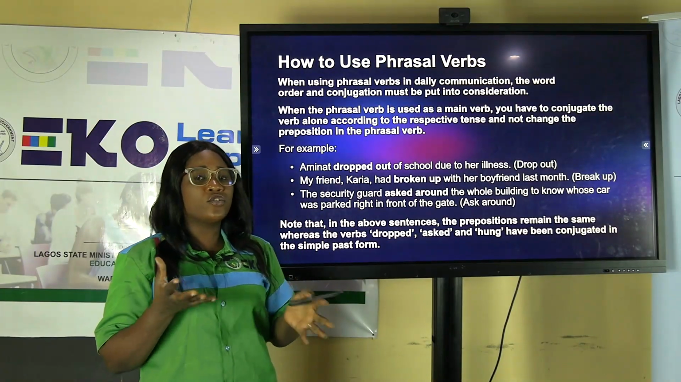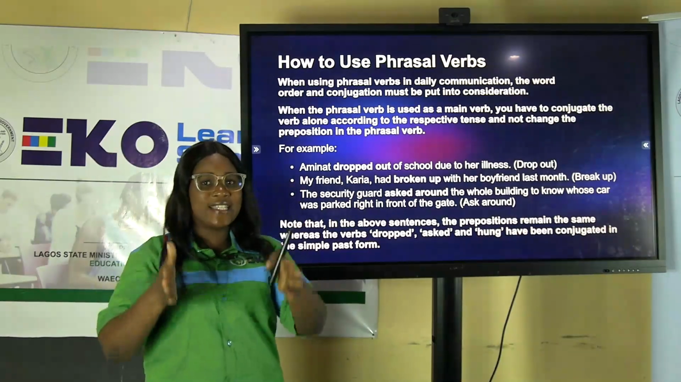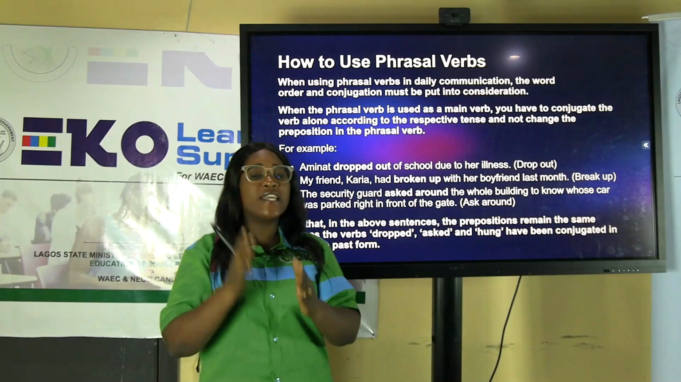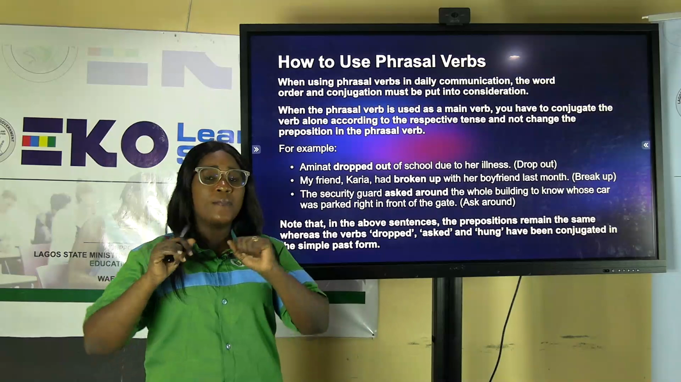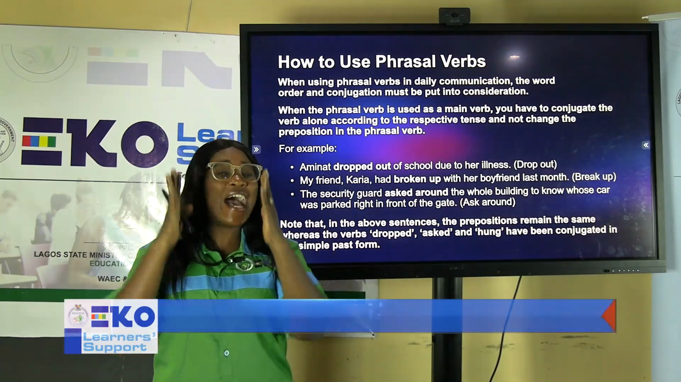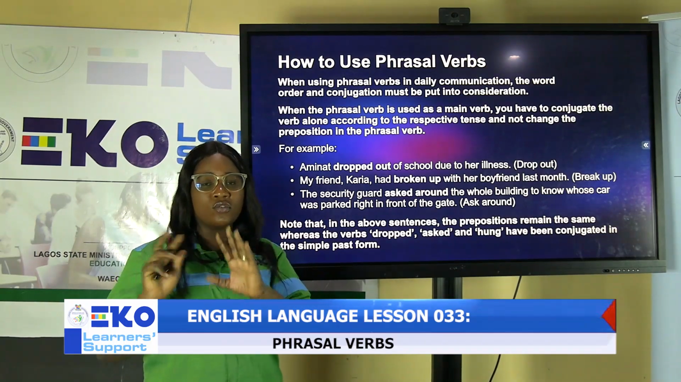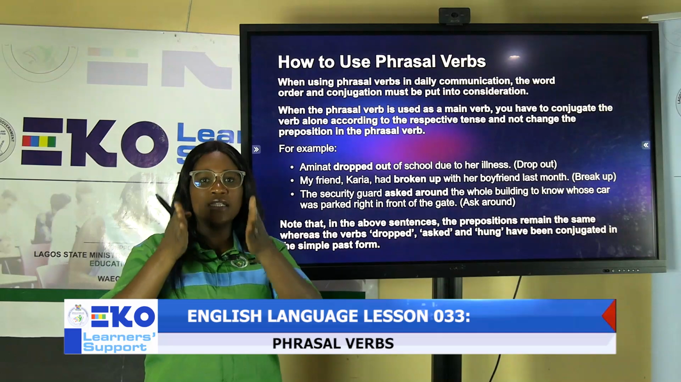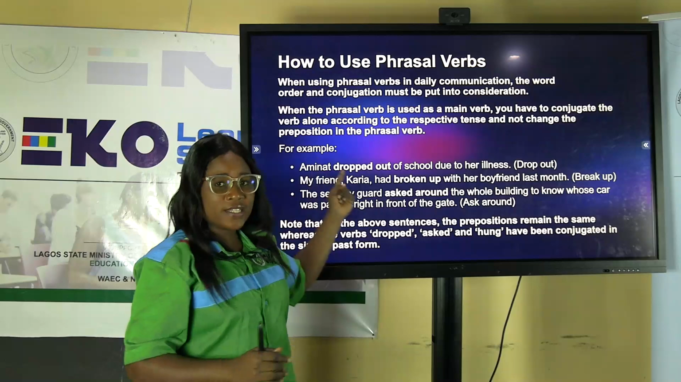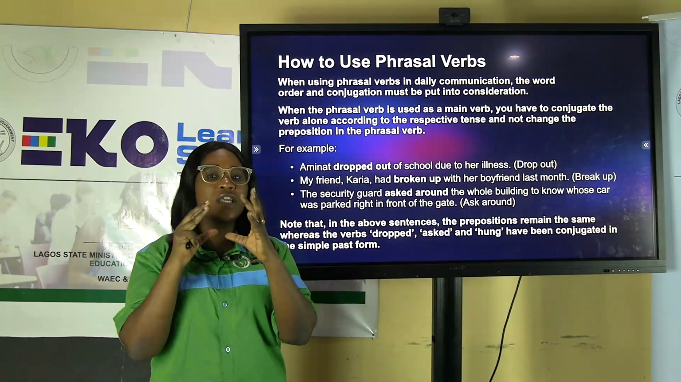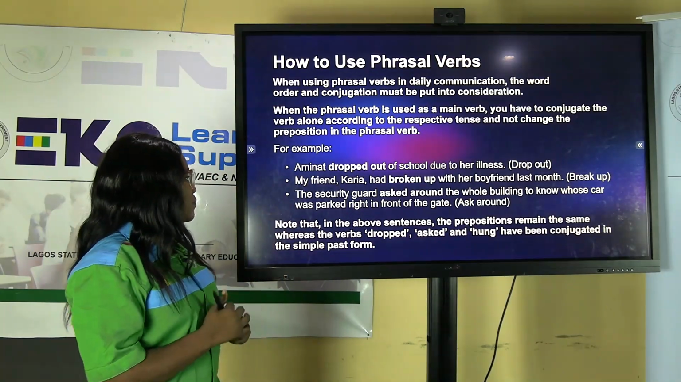Conjugating the verb means you're using the right tense of that particular verb as it fits that sentence. When you are conjugating a phrasal verb, only the verb is acted on. Every other part of the phrasal verb, which might be the adverb or the preposition, is not acted on. Nothing is done to those ones. They stay in their original form. Conjugation only affects the verbs. Now let's look at the examples.